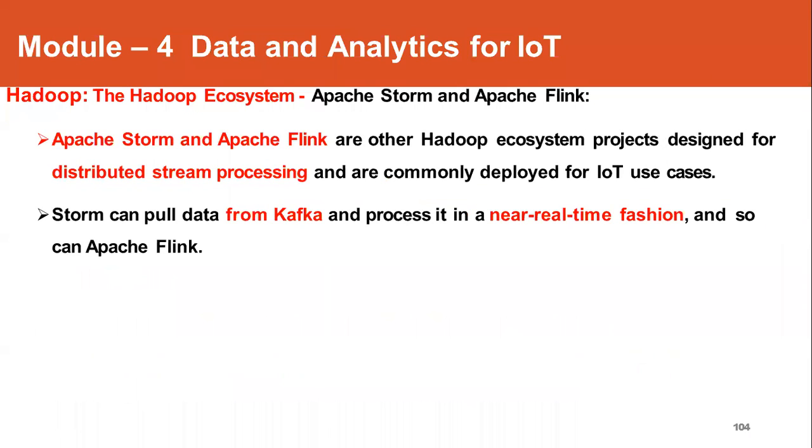Another component of this Hadoop ecosystem is Apache Storm and Apache Flink. These are designed for distributed stream processing. They are commonly deployed for IoT use cases. Here Storm can get the data from an Apache Kafka node and process it in a near real-time fashion. Both Apache Storm and Apache Flink are helpful in real-time processing of data.